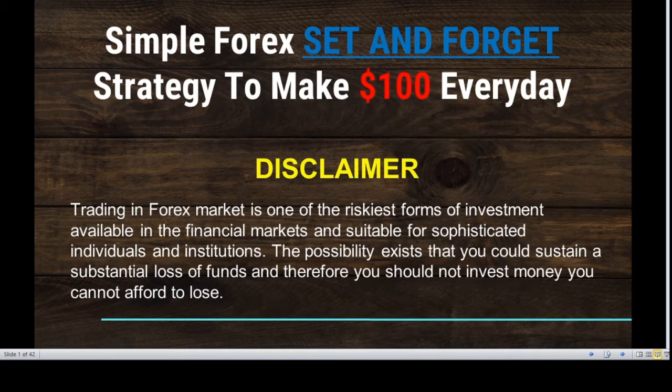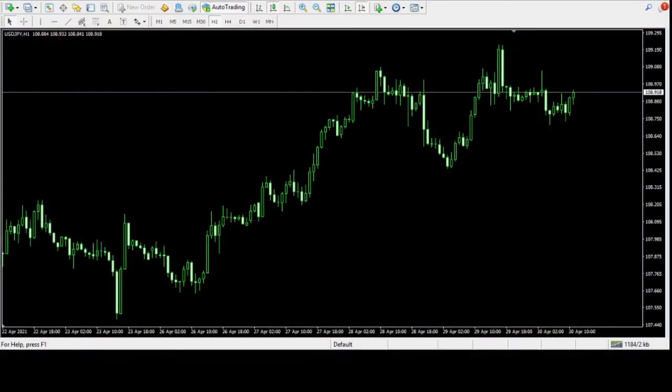Today we are going to talk about a simple system called the forex set and forget strategy to make $100 every day. I can read through the disclaimer here. So all you need to do now is go straight to our MT4, because there is no time to waste. So this is it. You don't need any indicator. I'm going to make use of a naked chart like this.